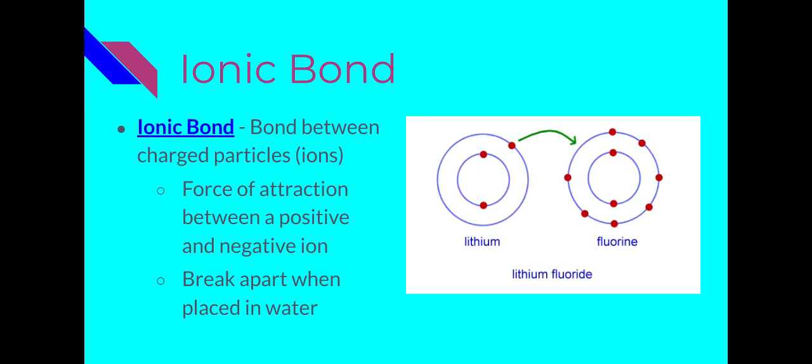And the reason they're going to join together is because the positive and negatives are going to attract to one another. And that's how an ionic bond works. It's a force of attraction between a positive and a negative ion. But the thing with ionic bonds is they are actually very weak, and they will break apart when placed in water. And that's because the polar properties of water are stronger than the ionic bond forces. So when you put salt, which is a type of ionic bond, into water, it's going to break apart.